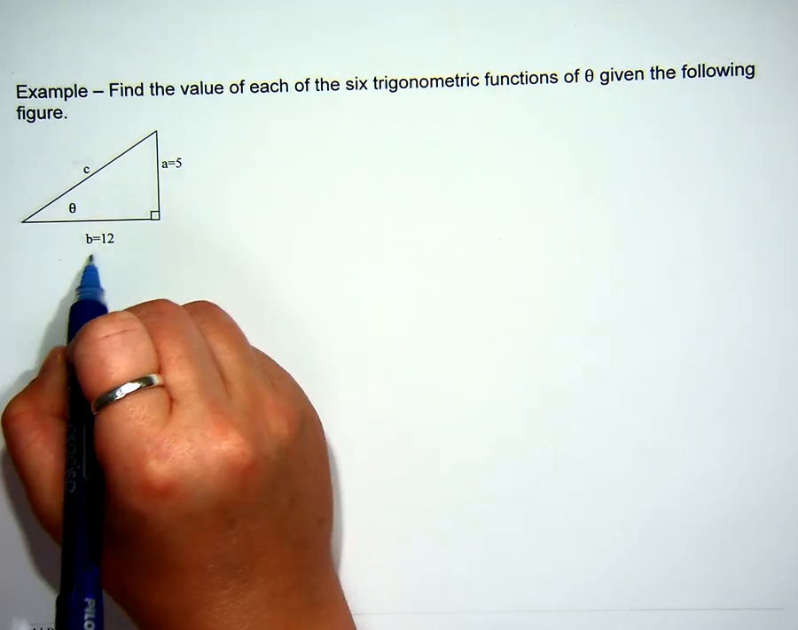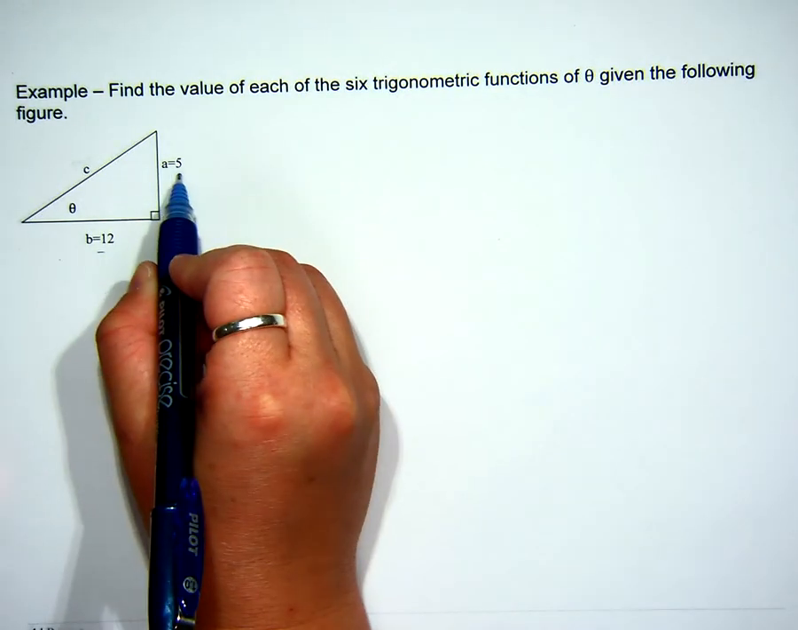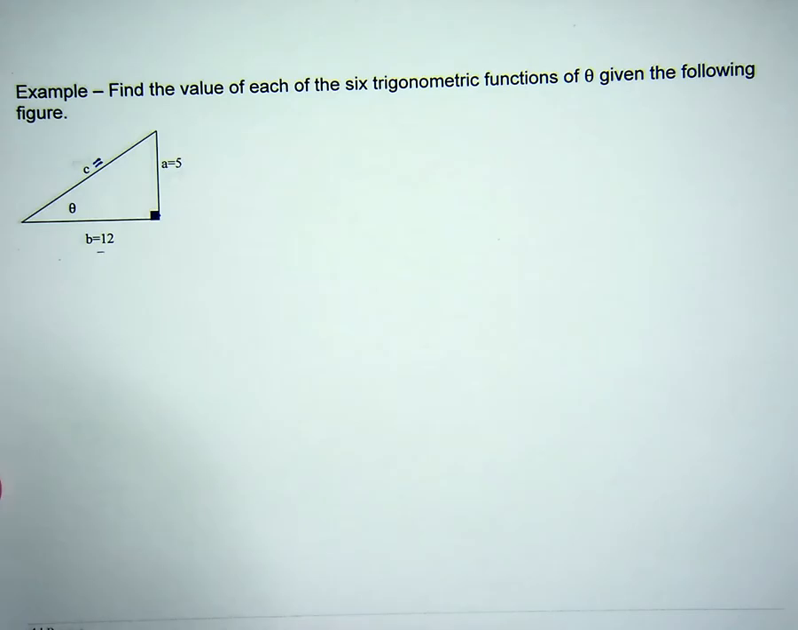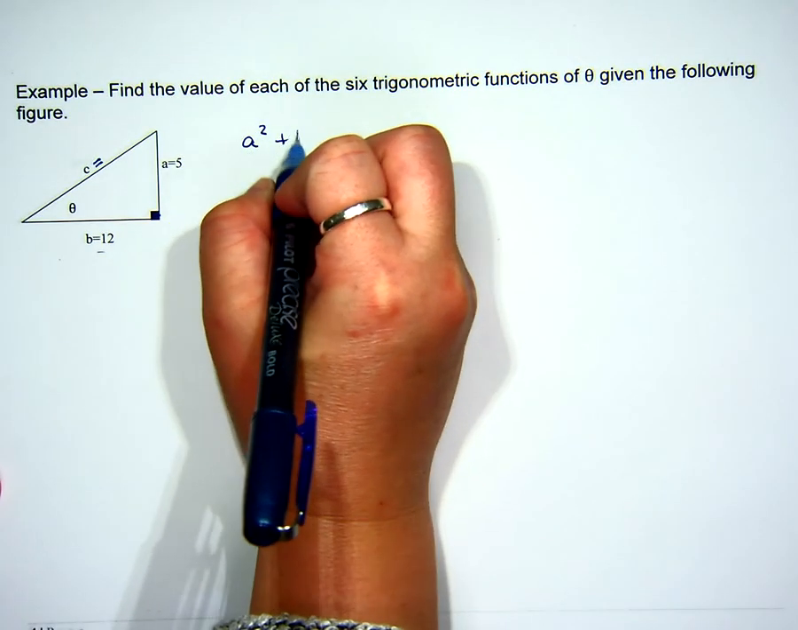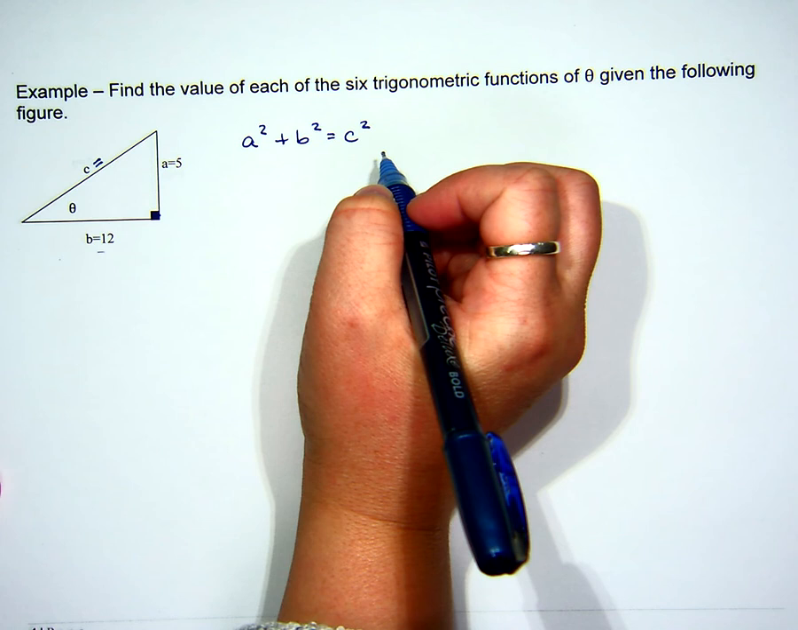First of all, I know side B is 12, I know A is 5, but I do not, however, know the value of C. But that's okay, because this is a right triangle, which means I can use the Pythagorean theorem. A squared plus B squared is C squared. Okay, so A squared, that's 5 squared. B squared, that's 12 squared, equals C squared.